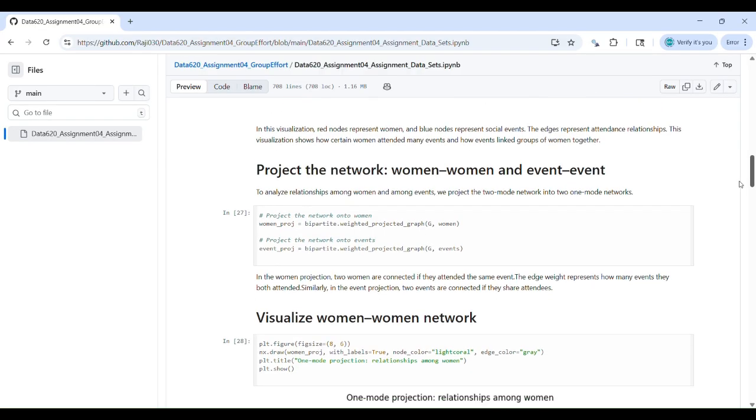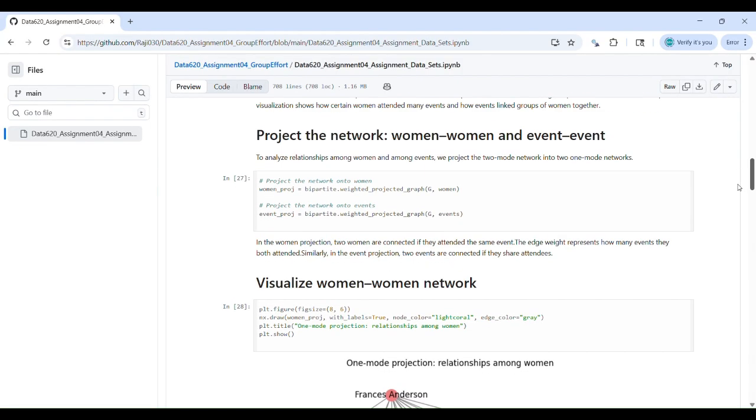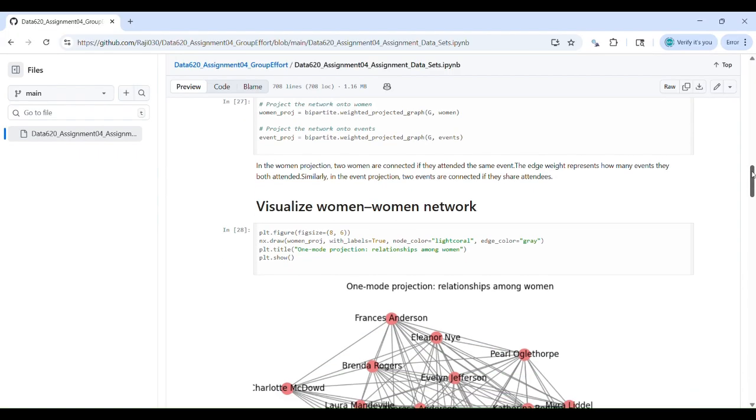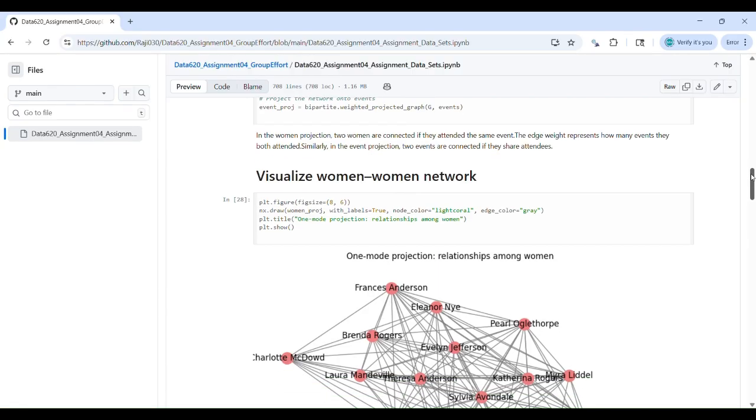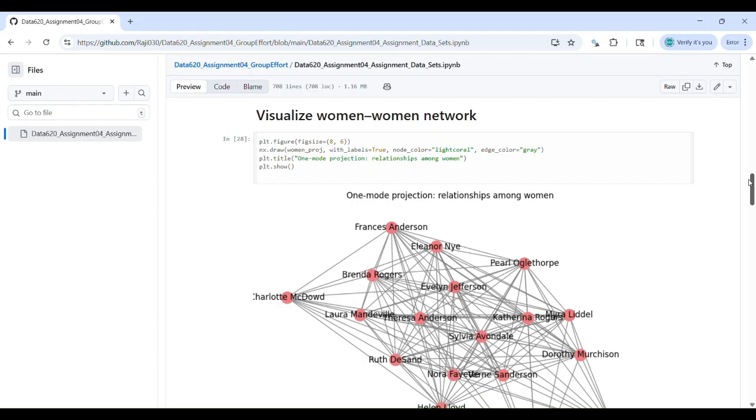And then we analyze the relationships among those nodes. At first, you see that there are two projections of the network. One is the women-women network, and the other one is the event-event network. In the women projection, two women are connected if they attended the same event, and the edge weight represents how many events they both attended. Similarly, in the event projection, two events are connected if they share attendees. And then we visualized first the women network.